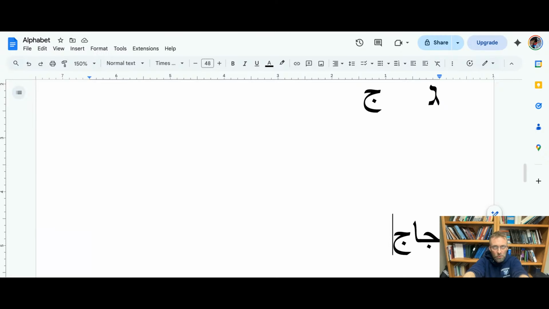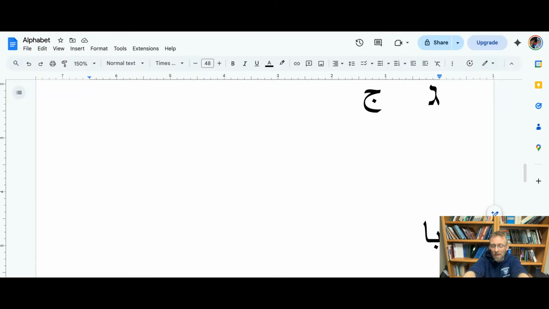If you want to say he brought, the word is jab, like that. Jab, he brought. But watch what happens to the bait if I, just for whatever reason, put it at the beginning. Here's a bait. If I add a jim after it, notice what happens to the bait there. It loses its tail and it connects to the jim. So there's the bait by itself. Here's a bait with an alif after it. It loses its tail.